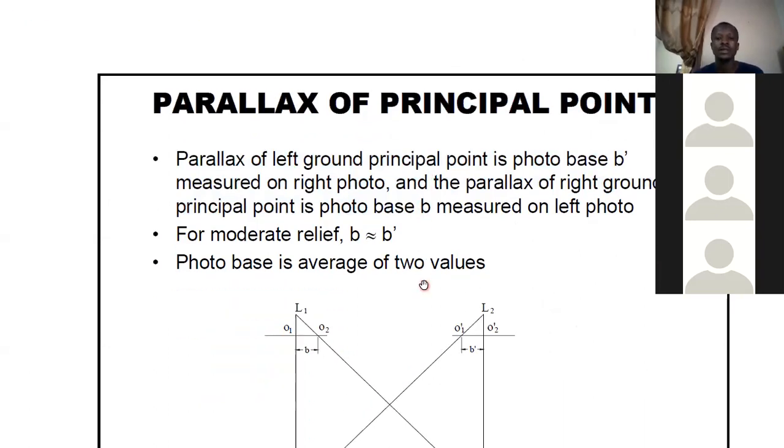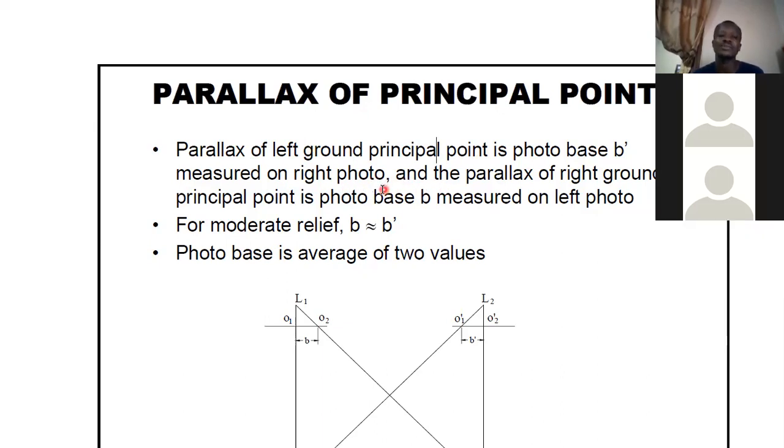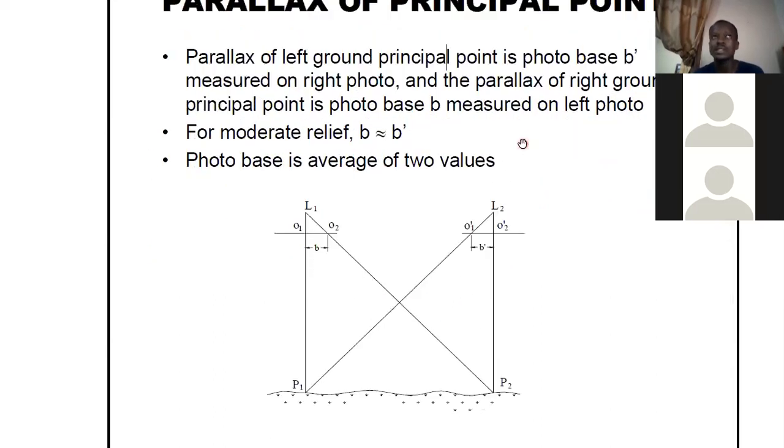All right. So the parallax of the principal points for the left photograph and the right photograph are very interesting. So we've decided to write something about it over here. The parallax of the left ground principal point is the photo base measured on the right photo, and the parallax of the right ground principal point is also photo base B measured on the left photograph. So what we are actually saying is that when you take a photograph, you can identify the principal point of the other photograph on it.